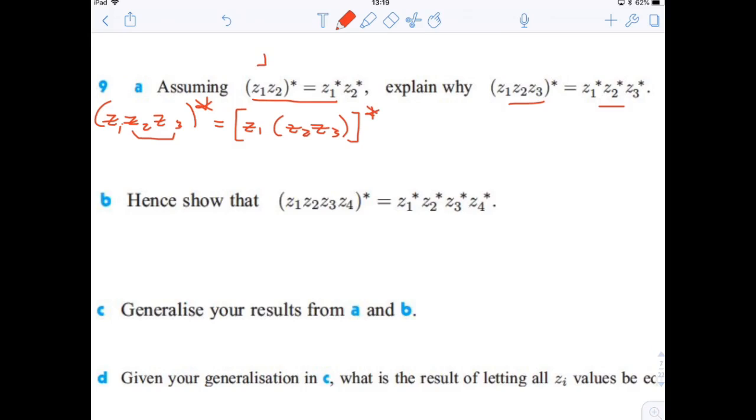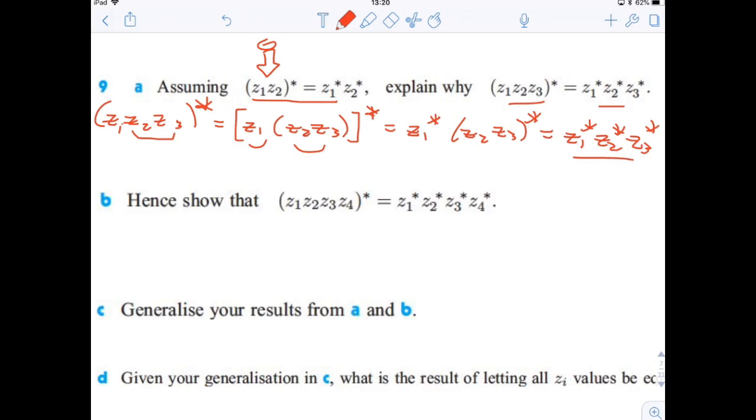Now we can use this expression here. We have one complex number times another complex number, conjugate. That is equal to z1 conjugate times z2 z3 conjugate. And if we have z2 z3 conjugate, then that is similar again to this. We could break down z2 z3 conjugate into z2 conjugate z3 conjugate, and then we finally have the right side expression already in just three steps.